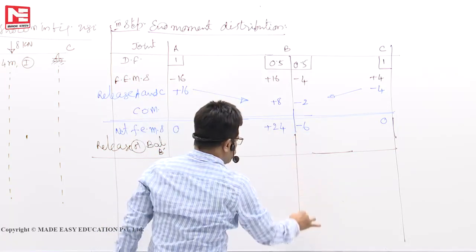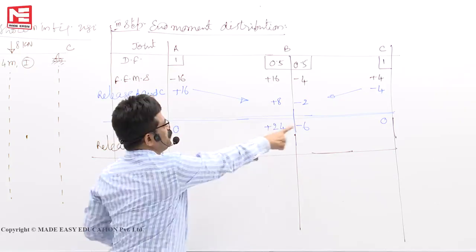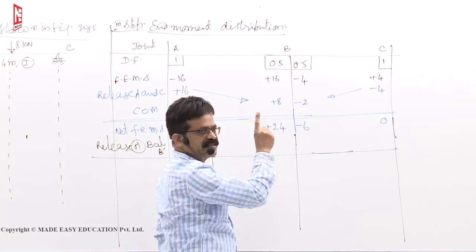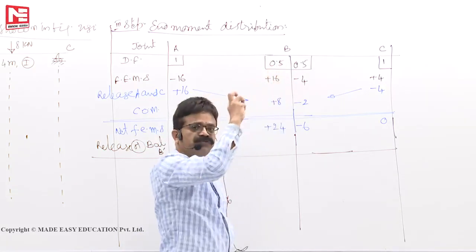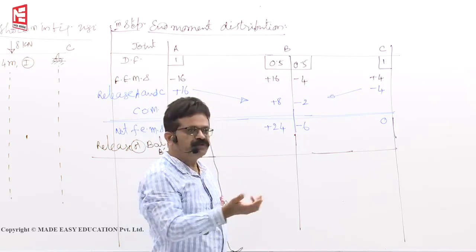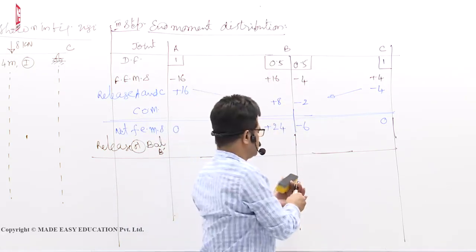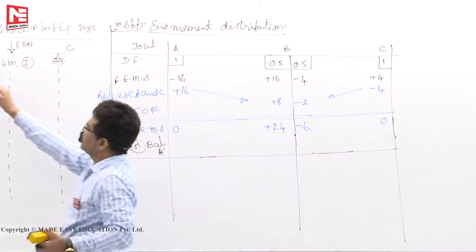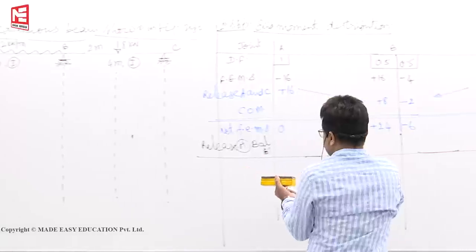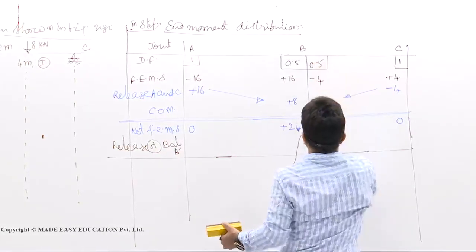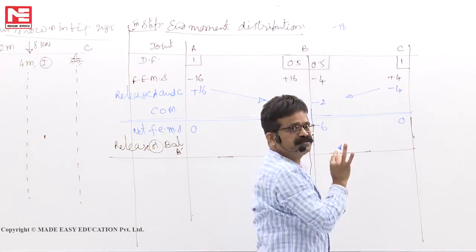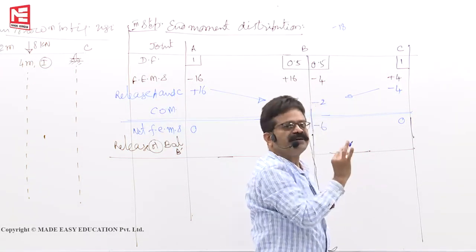Now you see, when you come here, the net fixed end moment is plus 18. 24 minus 6, plus 18 is there. Plus 18 is to fix it. Now you have to unlock it. To unlock it, you only have to go and apply minus 18. When you apply here at B minus 18, how does it get distributed? It gets distributed in the ratio of their distribution factors. This is plus 18, means now you have to apply minus 18, then it becomes 0, means it's completely unlocked.